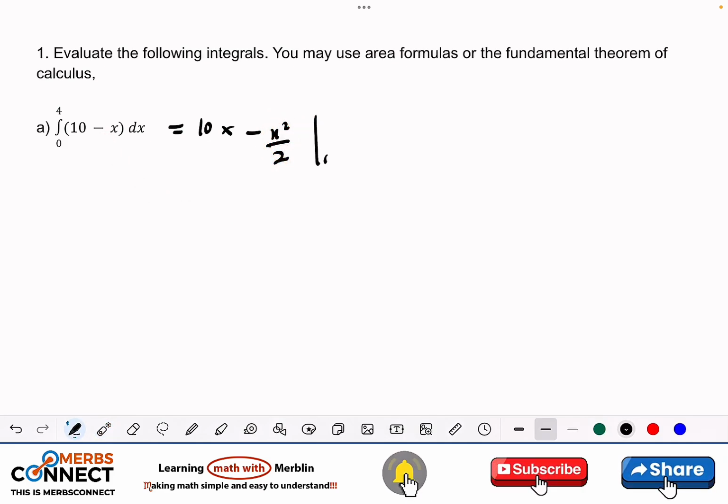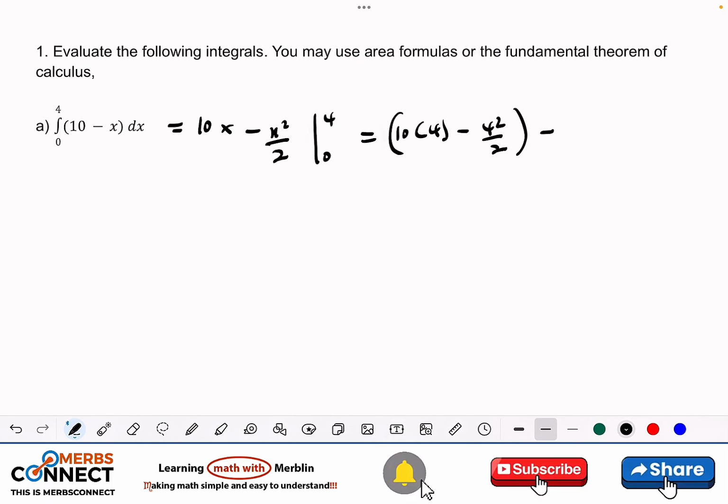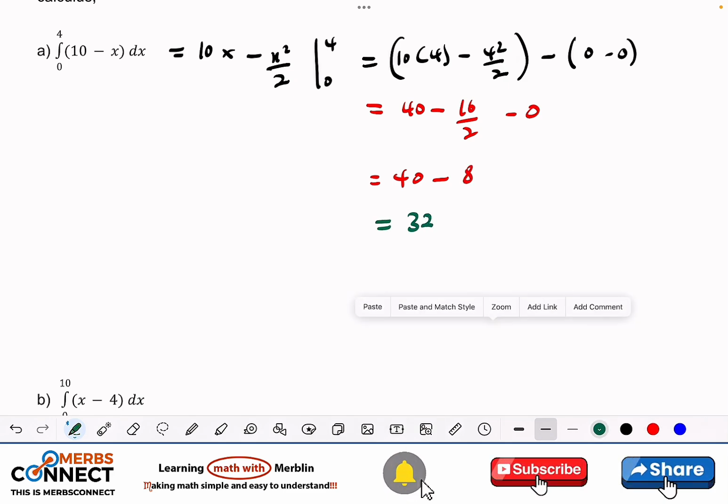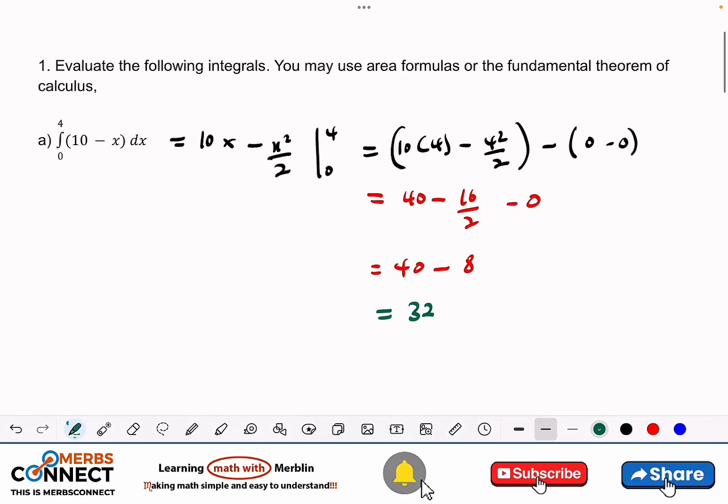Since this is a definite integral, I have my 4 here. So let's just do substitution. I'm going to have 10 times 4 minus 4 squared divided by 2, minus, then I plug in the lower limit. When I plug in 0, I'll have 0 minus 0. This gives us 40 minus 16 divided by 2 minus 0. We are going to have 40 minus 8, and the final result here is 32. So this is the fundamental theorem of calculus.